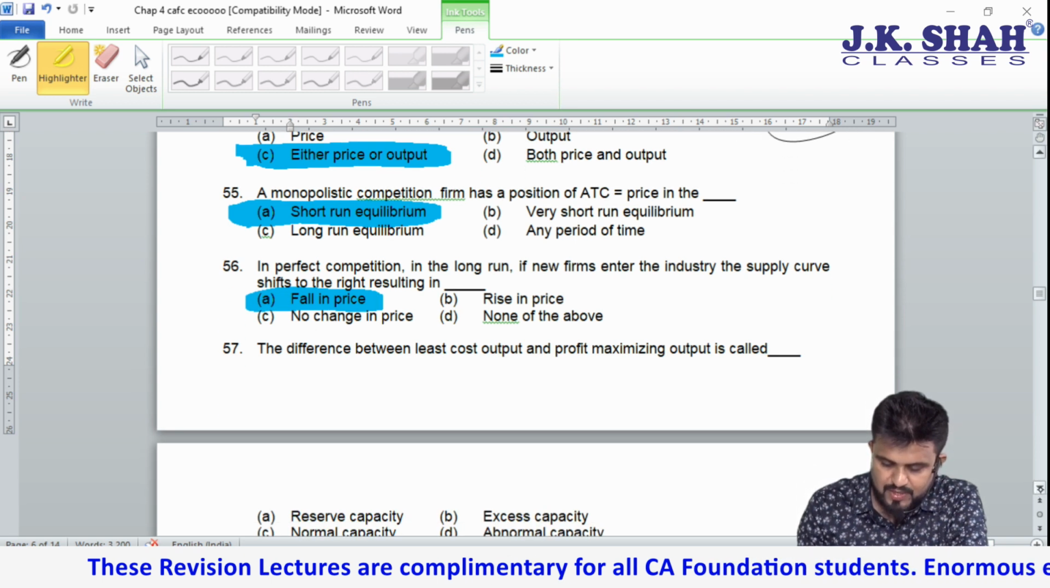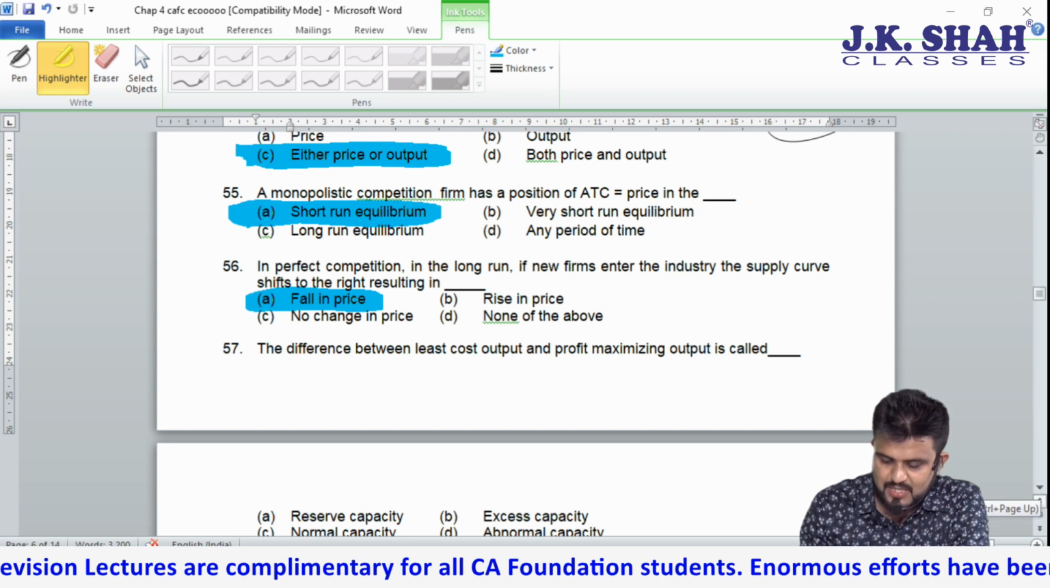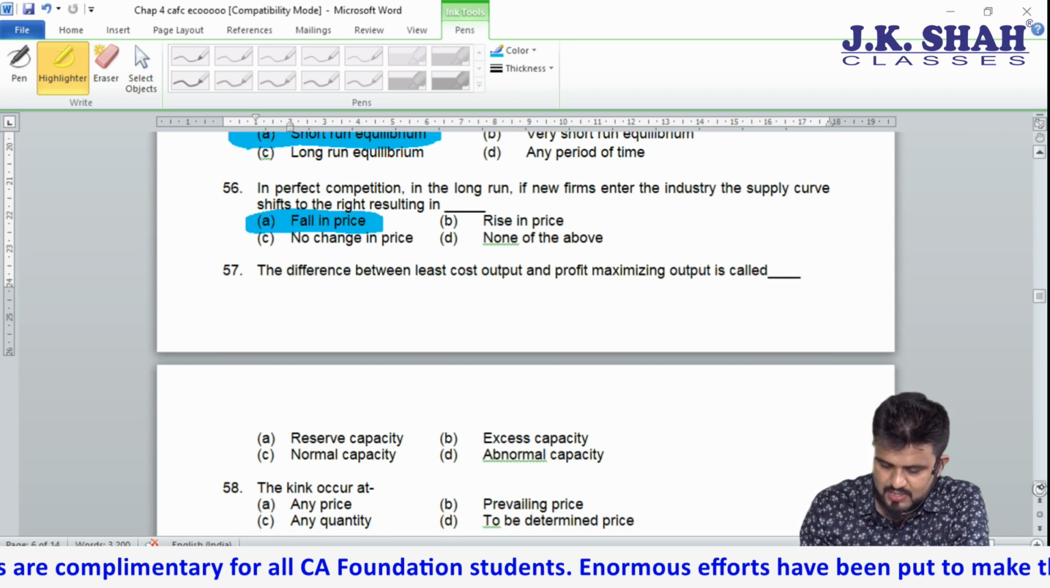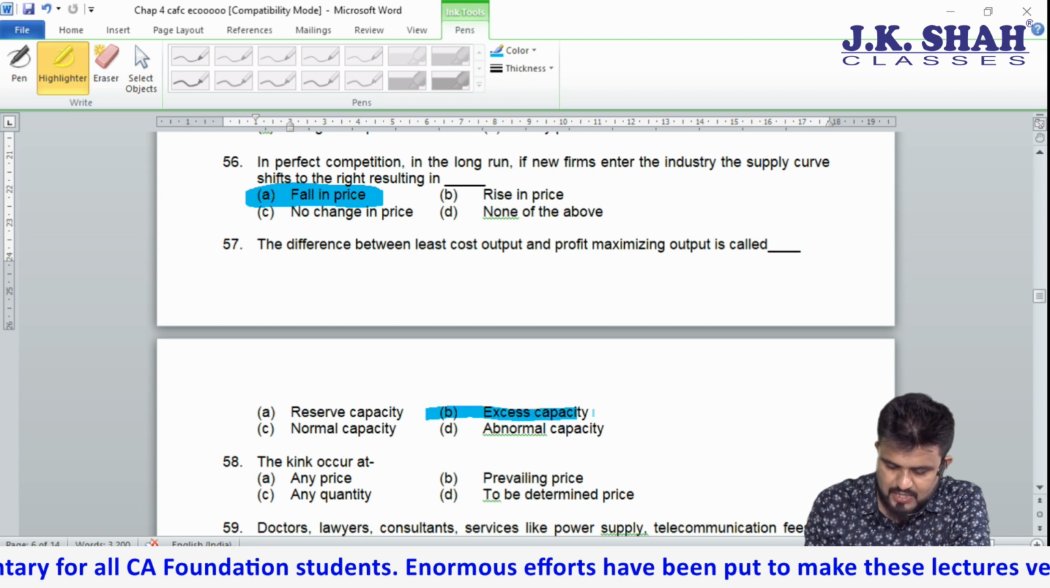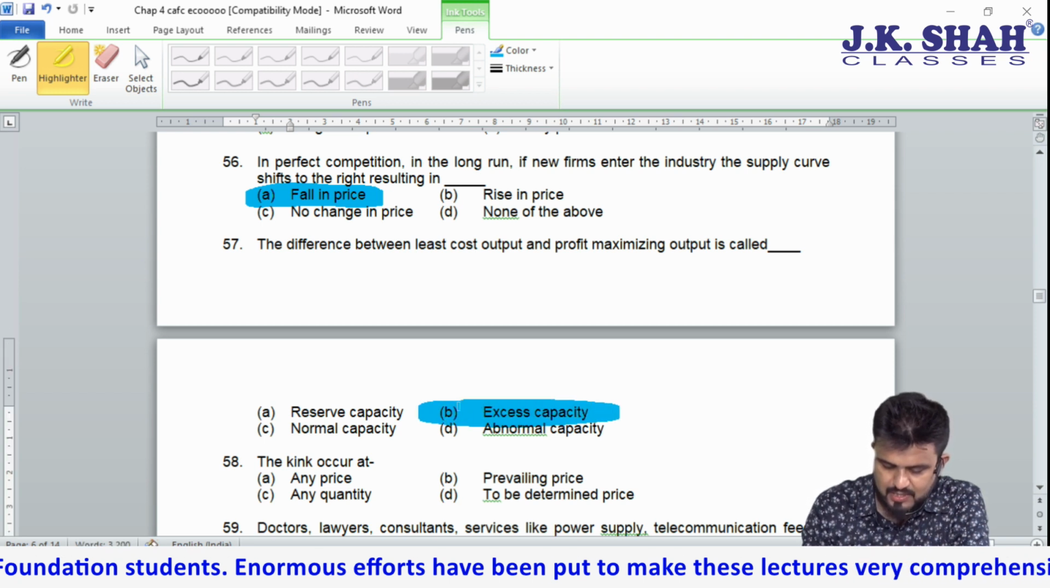Next, the difference between least cost output and profit maximizing output. We have done this. This is known as excess capacity. Answer B is correct.